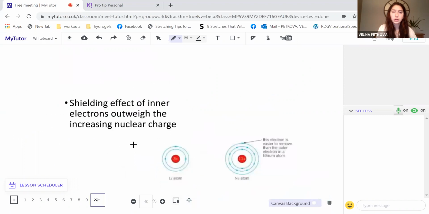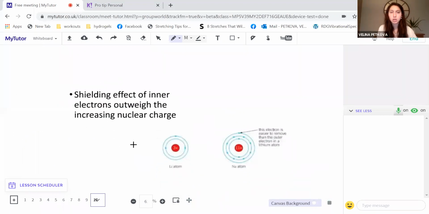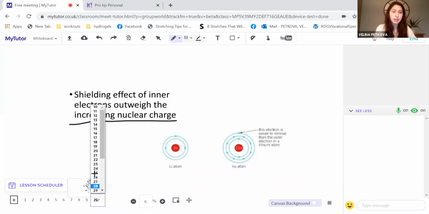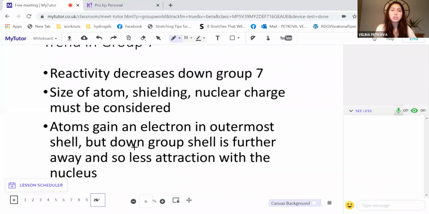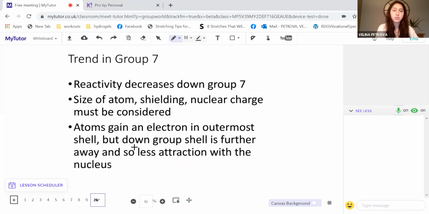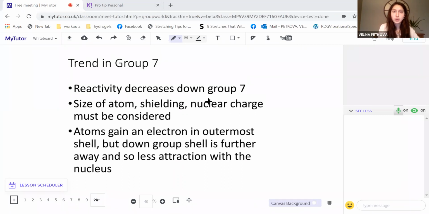So yeah, the shielding effect outweighs the increase in nuclear charge. So there's less attraction between the outer electron and the nucleus, and it's lost more easily. So the whole reactivity in group 1 is to do with the fact that as you go down the group, you lose the electron more easily. Therefore, that makes it more reactive. That is because there is less attraction down the group because of the shielding, because of the increase in atomic radius. Okay, so now let's talk about group 7.